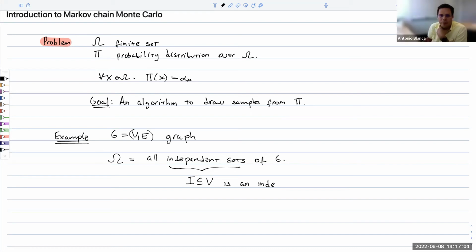Thank you. It's an independent set if there are no edges that have both endpoints in I. I'll give you an example now.